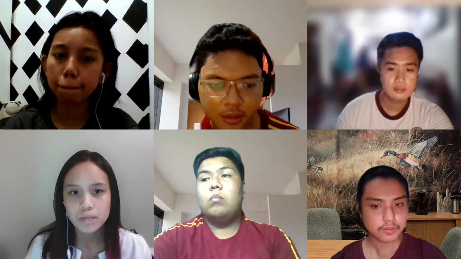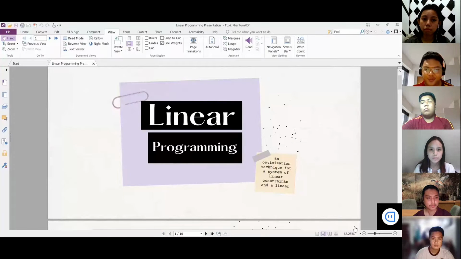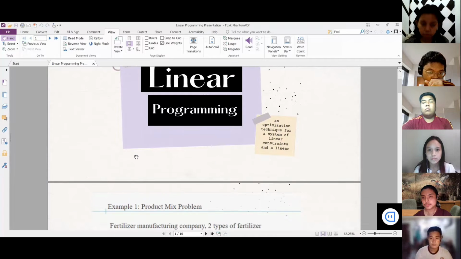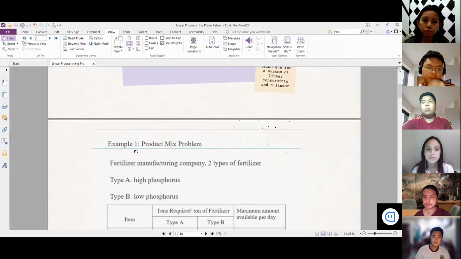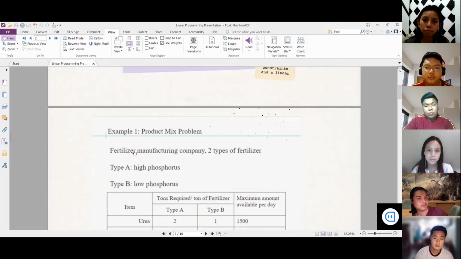Hi, good day. We're Group 1, and we're going to interpret and analyze the given problem set of linear programming. So, as you can see, here's our fixed product problem. At first, we must identify the decision variables, objective function, and constraints, and fit the formula model of the product.